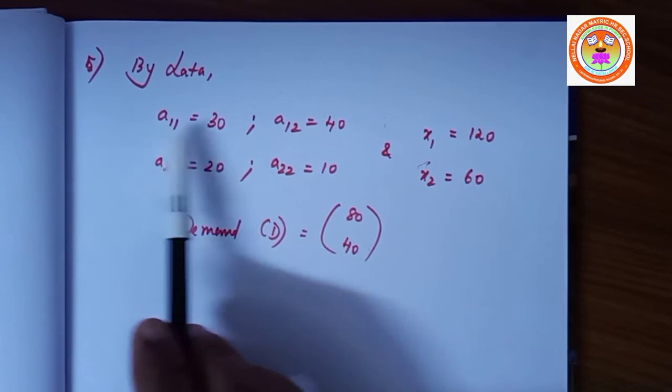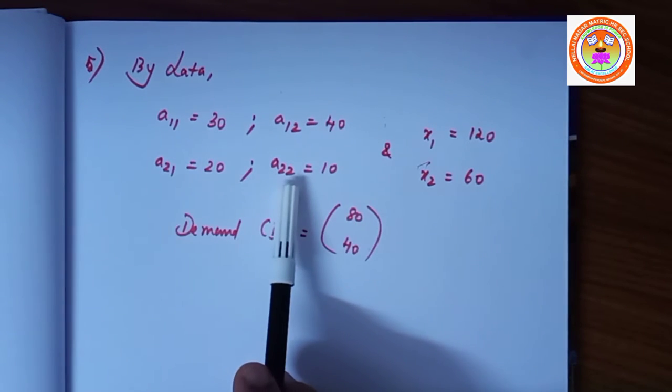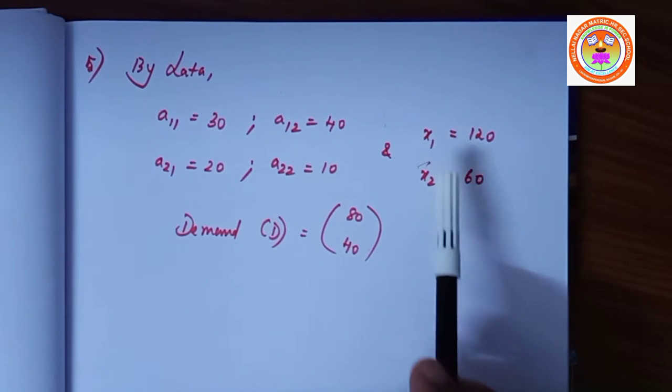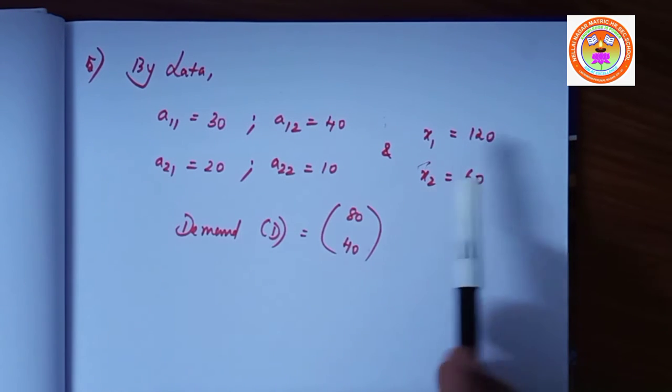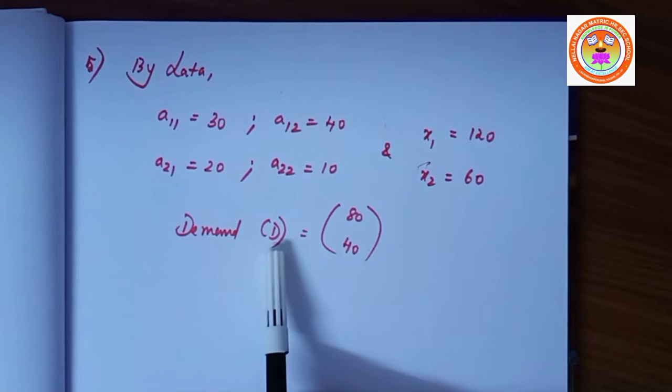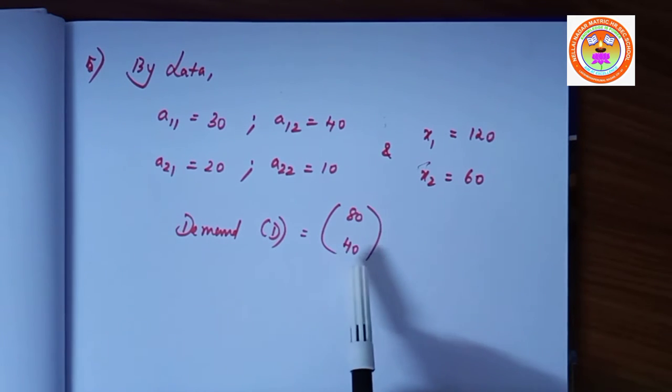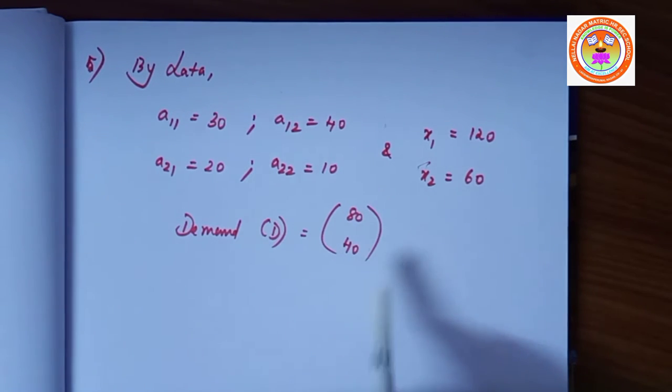See, I have written A11, A12, A21, A22. At the same time, I have written X1, X2 from that output, the total output. Then I have written the demand matrix that is equal to 80 and 40. I have written it as a column matrix.